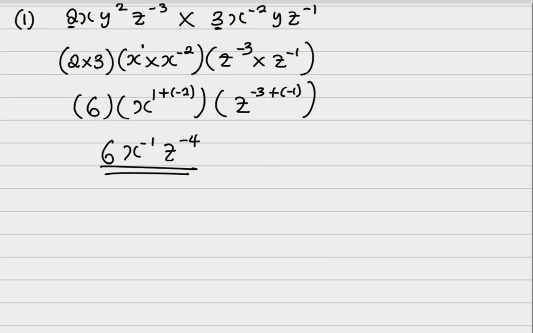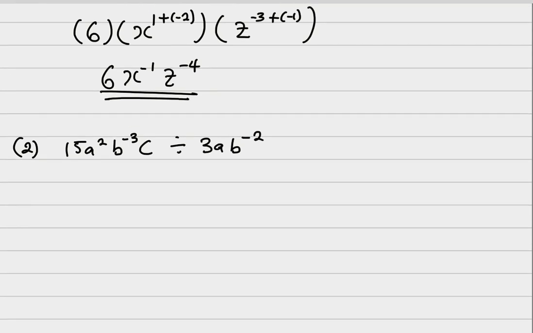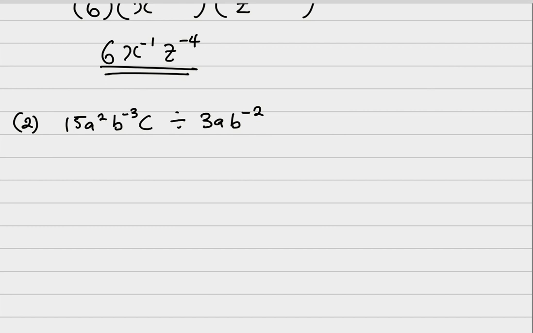Okay, then let's go to another example. What if I have 15a squared b raised to power minus 3, then c, divided by 3a and b raised to power minus 2? What will happen in this case? The same way we group, that is exactly what we are going to do here. We are going to group it.